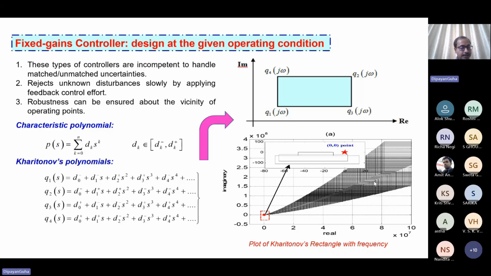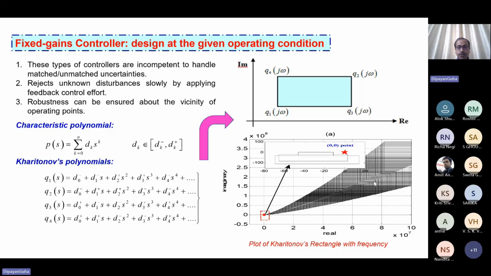If I recall linear control system theory, we are all well familiar with the Routh-Hurwitz criterion. In the Routh-Hurwitz criterion, the first step, once all the sufficient conditions are met, is to formulate the characteristic polynomial, which is 1 plus G into H equal to 0. That is the characteristic polynomial of an LTI system that we can easily formulate in the case of the Routh-Hurwitz criterion.